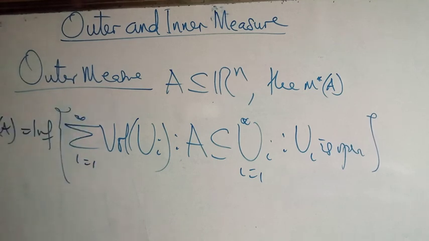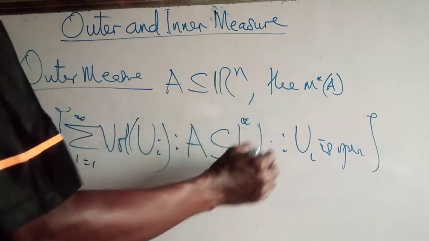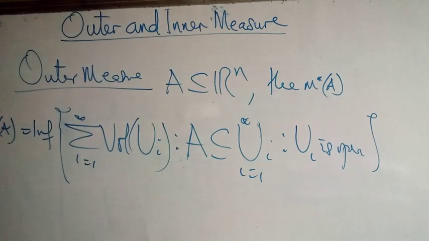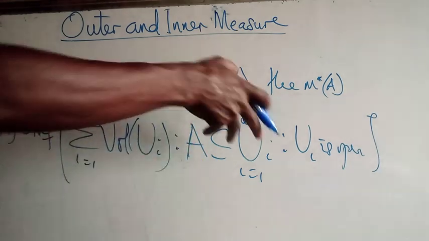Alright, so in outer measure, we take the infimum. Taking the infimum means that we look for the smallest area of the cover we actually want to use. This U_i is the cover itself. This A is the set in question. So we cover the set A from the outside.